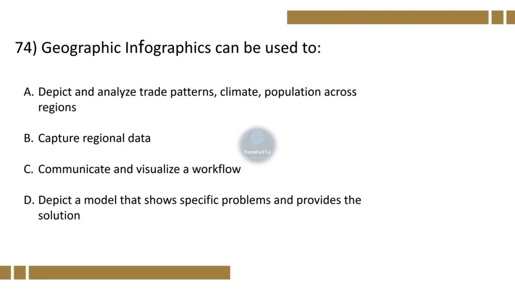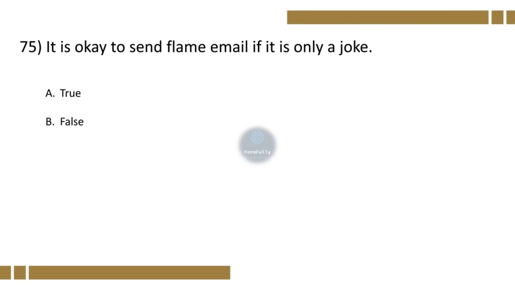Question 74. Geographic infographics can be used to: Option A. Depict and analyze trade patterns, climate, population across regions. Option B. Capture regional data. Option C. Communicate and visualize a workflow. Option D. Depict a model that shows specific problems and provide the solution. And the correct options are A and B. Question 75. It is okay to send a flame email if it is only a joke. Options are true or false. And the correct option is false.